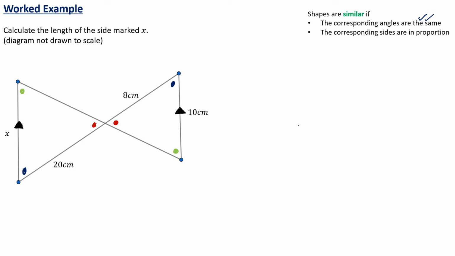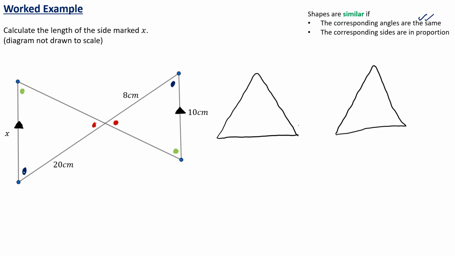So in order to work out X, I like to draw these triangles separately, and I like to orient them the same way. What I mean by that is I like to have them both facing the same direction. So what I'm going to do is draw these two triangles, and I'll draw this one here, and I'm going to try and match up the colours. So I want to have red here, green here, and blue here.